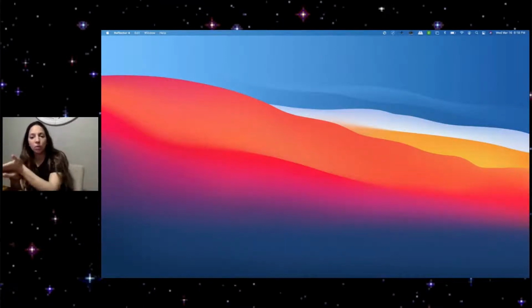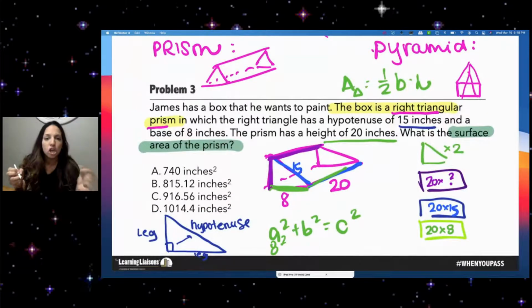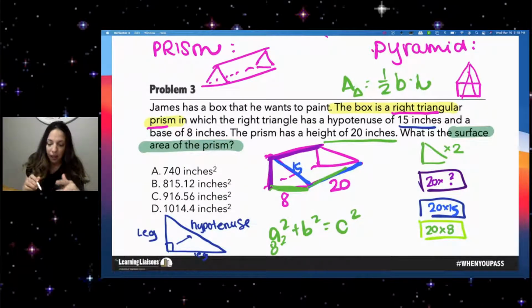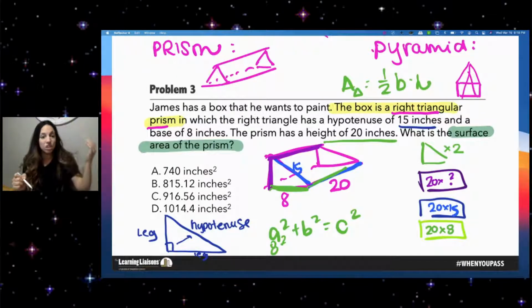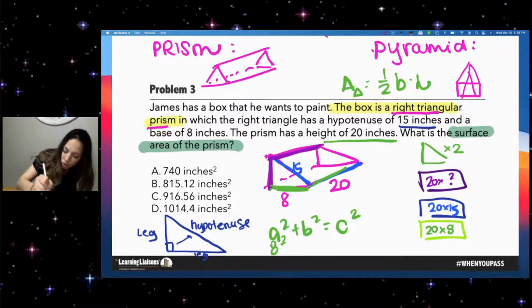Why are we going to equal the 15 squared? We're going to equal the 15 because the 15 is the hypotenuse. So we want to make sure that we plug these numbers in the right place. When we're doing A squared plus B squared equals C squared, A and B are your legs, C is your hypotenuse. So 8 squared plus B squared equals 15 squared. I'm going to finish this up here. 64 plus B squared equals 225.